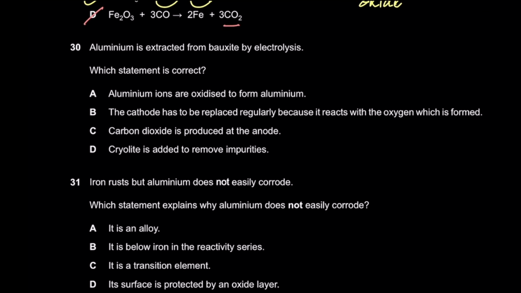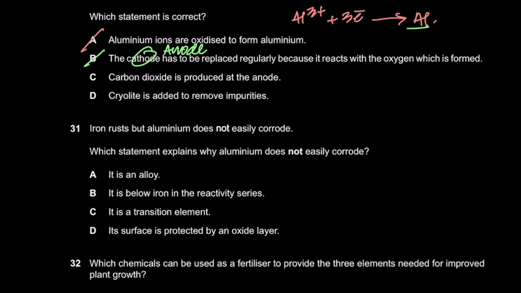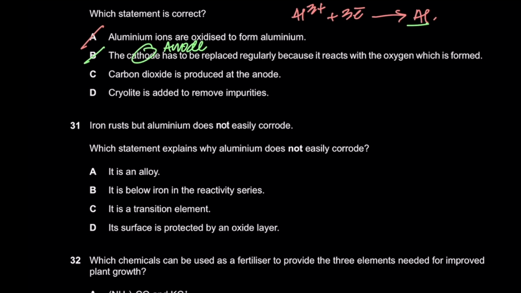Aluminum is extracted from bauxite using electrolysis. Which statement is correct? Aluminum ions are oxidized? No, sir, they're reduced. The aluminum 3 plus ions gain 3 electrons to become aluminum. Gain of electrons is not oxidation, it's reduction. The cathode has to be replaced? No, sir, the anode has to be replaced, not the cathode. At the cathode, aluminum is formed. Why does the anode have to be replaced? Carbon dioxide is produced at the anode.